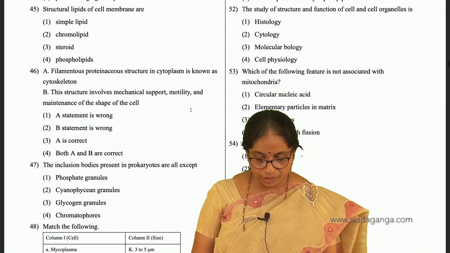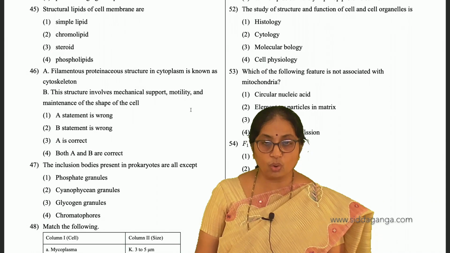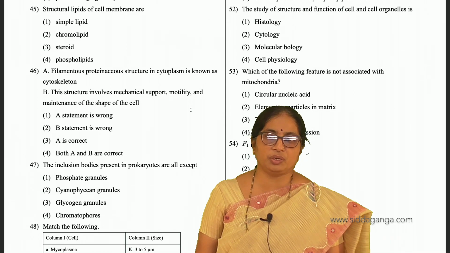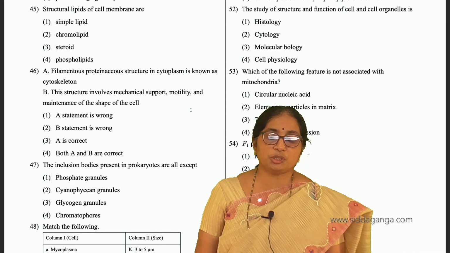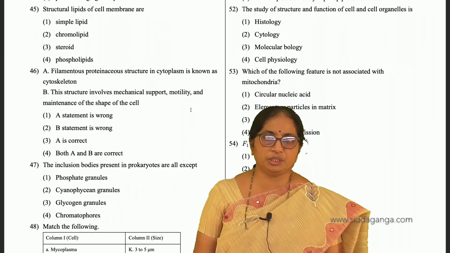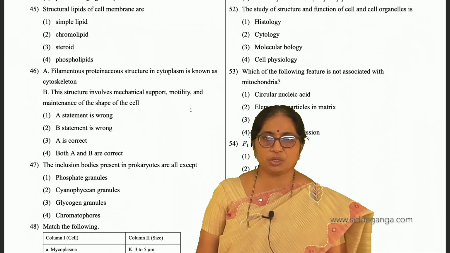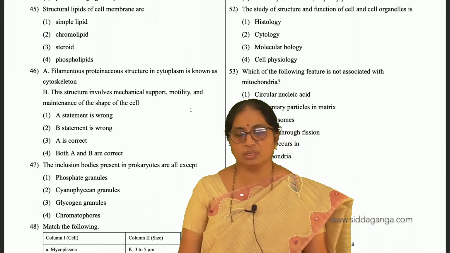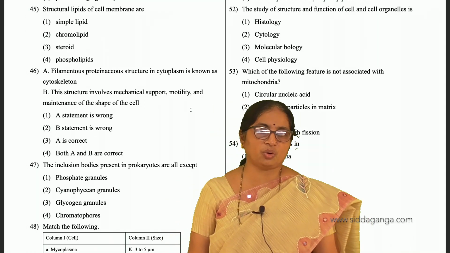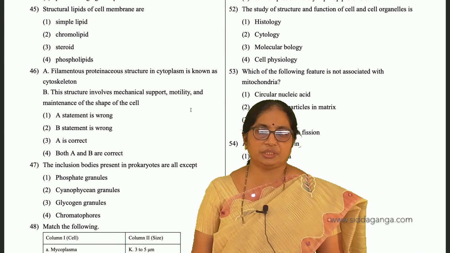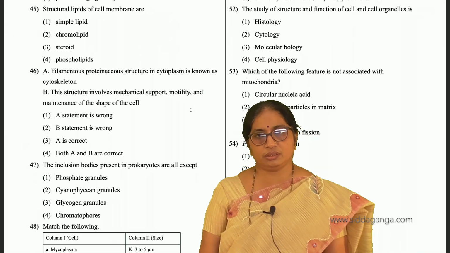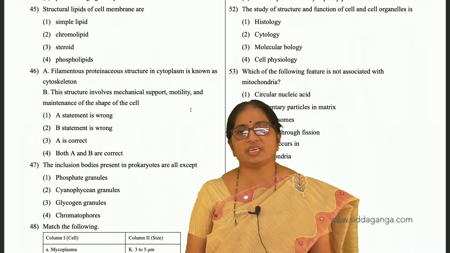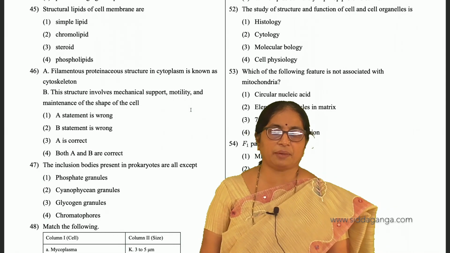The study of structure and function of cell and cell organelles is: histology, cytology, molecular biology, cell physiology. Histology is not the answer, because histology deals with the study of various tissues. Histo means tissues. Study of tissues and their arrangement in the organs is called histology. Cytology, cyto means cell and logy means logos or study. So the study of structure and function of cell and cell organelles is called cytology, which is absolutely right.